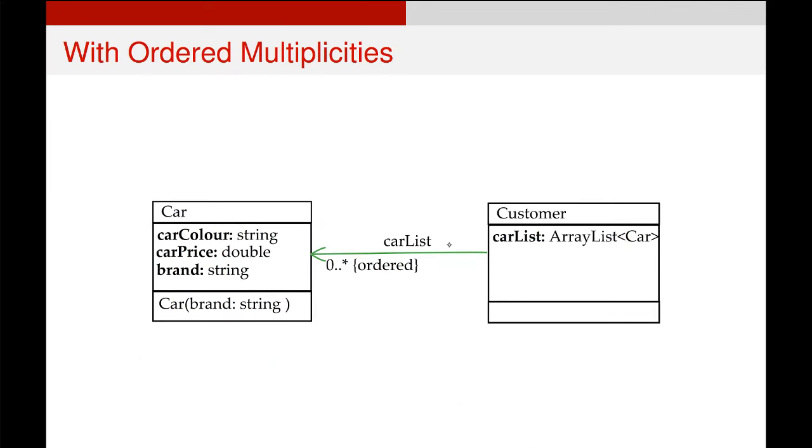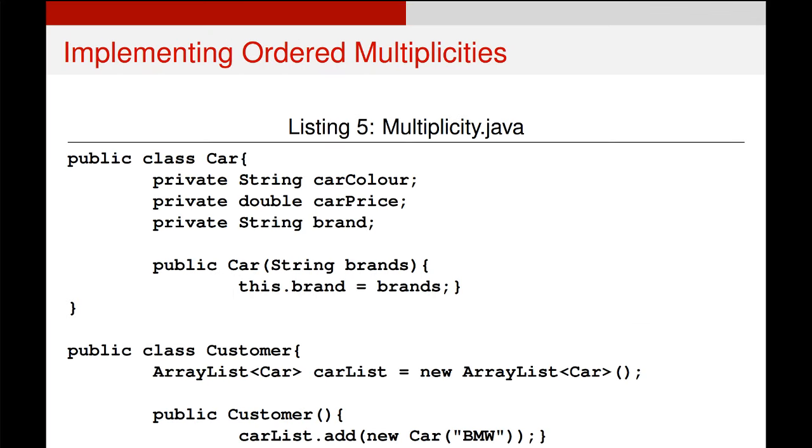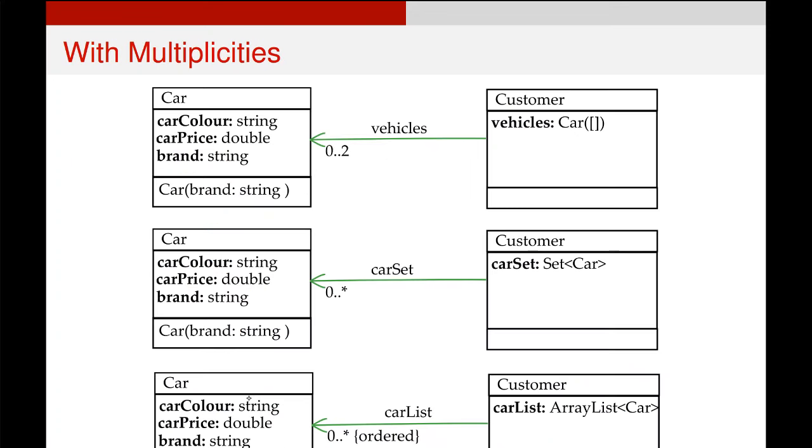The next example is that if we have an ordered list, an ordered relationship between two classes, then we'd use an array list of the object types car. And this is implemented like this in Java, so almost identical to the set that we saw earlier. And just to summarize, these are the three kind of options that you have open to you.